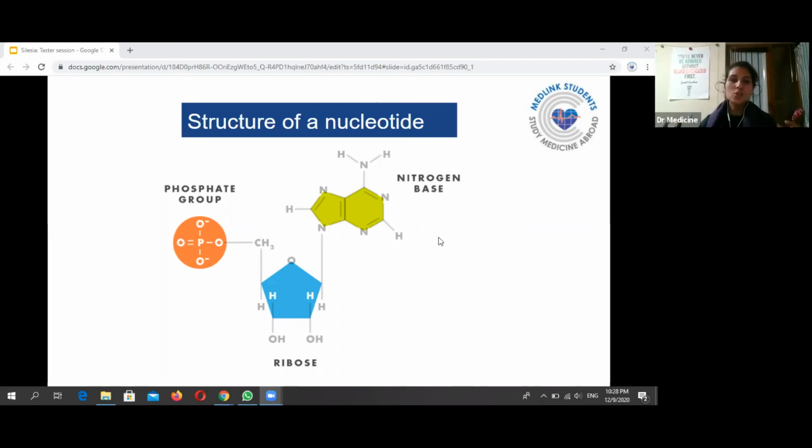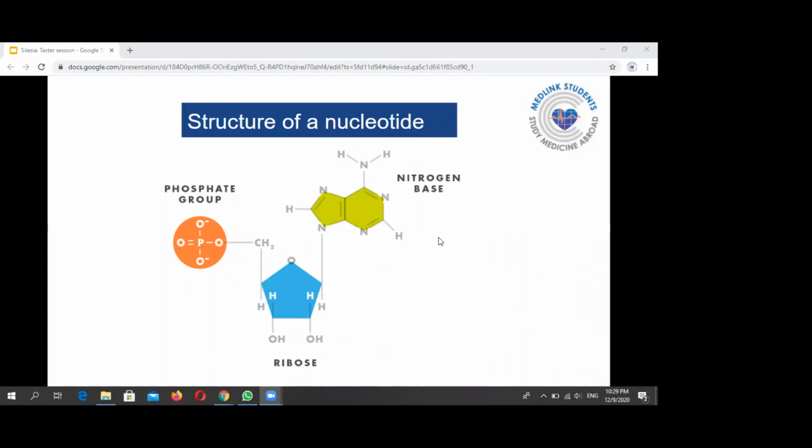So as I mentioned, we've got 3 components of a nucleotide. And the nitrogen bases are divided into two types of groups. We've got purines and we've got pyrimidines. Purines exhibit a double ringed structure, a double ring. But a pyrimidine exhibits only 1 ring structure.